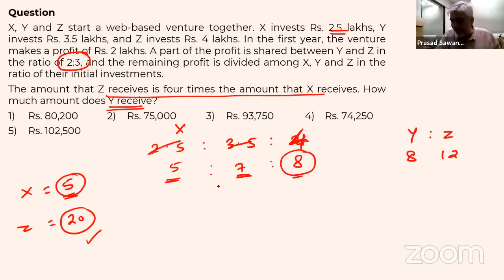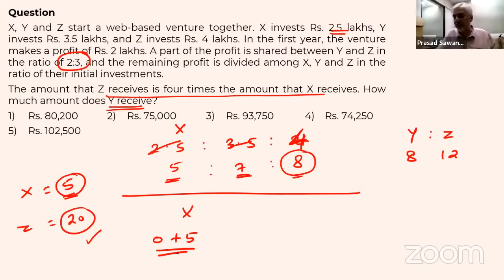And Y also gets this 7. So finally, X gets 5, 0 plus 5. In the first transaction, X gets nothing, so he gets only 0 plus 5. Y gets 8 plus 7, 15, while Z gets 12 plus 8, 20.